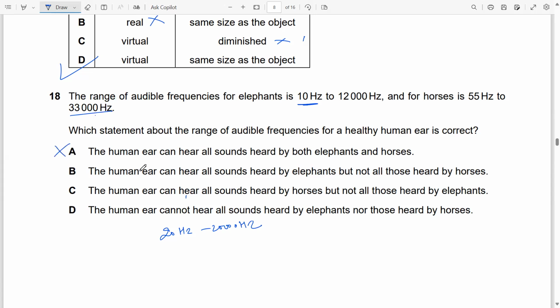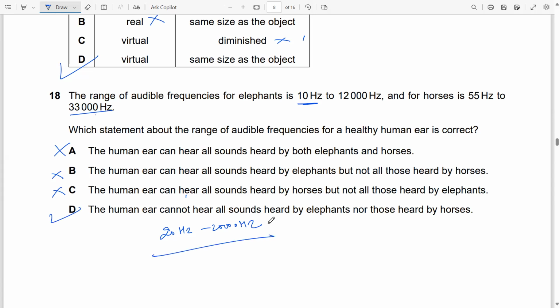Option B, human ear can hear all sounds heard by elephants. Wrong. Human ear can hear all sounds heard by horses. Wrong. Option D, human ear cannot hear all sounds heard by elephants, nor those heard by horses. This is correct because this is the audible range. You need to learn this value.